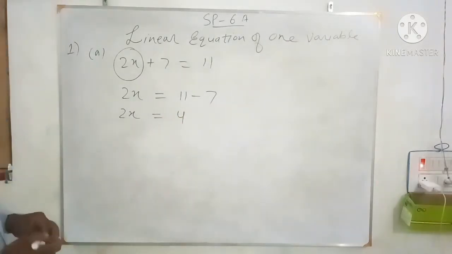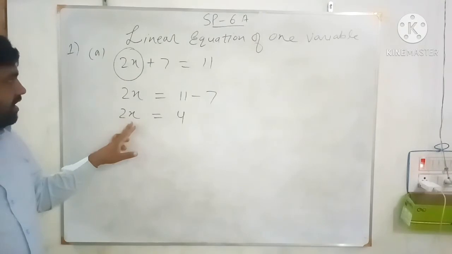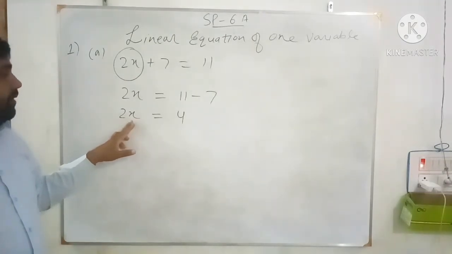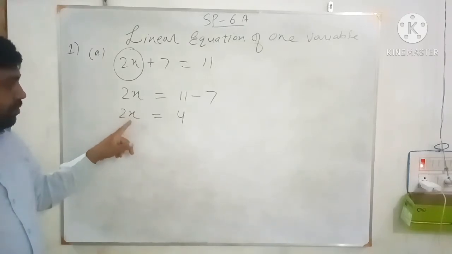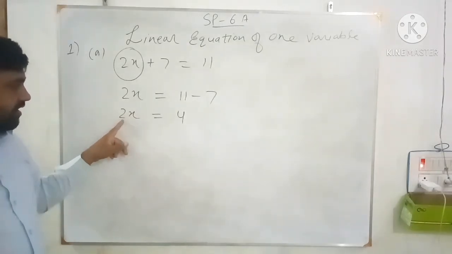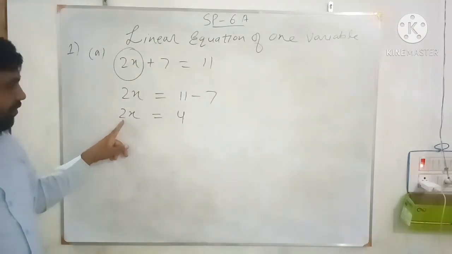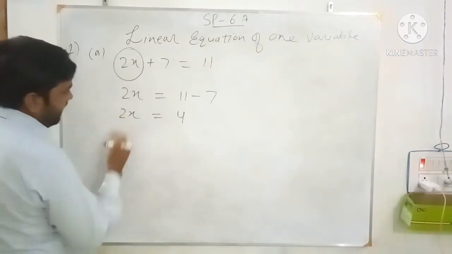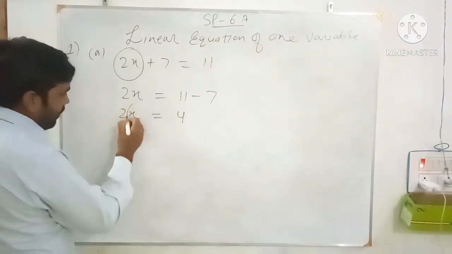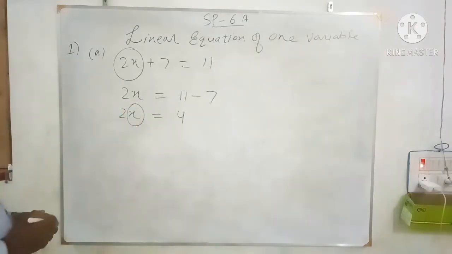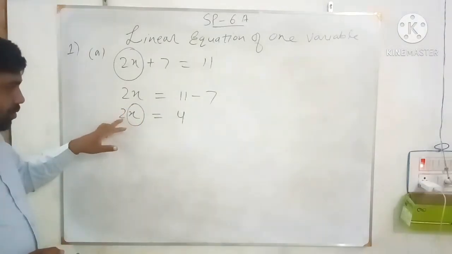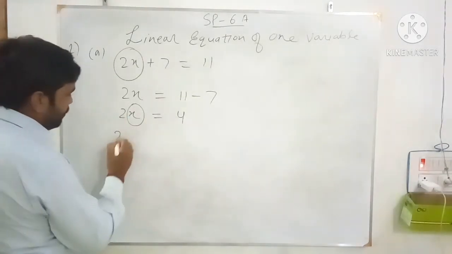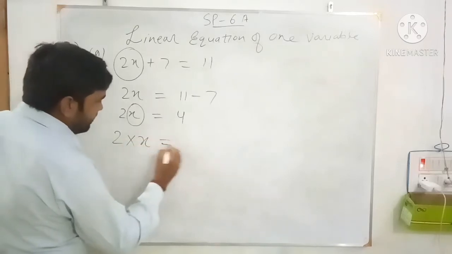Now on the left hand side there is one term which contains the variable x. This term has two factors. One factor is the numerical constant 2, which is called the numerical coefficient. The other is the variable. But we need to find the value of this variable x. So now leave this variable x alone. How will we leave x alone? By transposing 2 to the right hand side. This 2 is multiplied with x. 2x means 2 multiplied by x, equals 4.